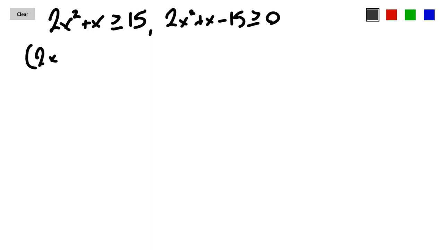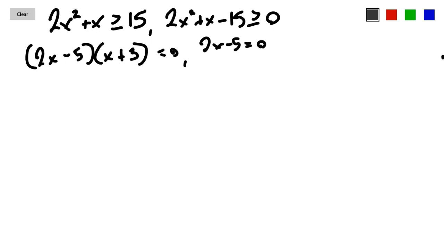So I'm going to have a 2x here, an x right here. And then I'm going to choose 3 and 5 from my numbers. I'll have a minus 3 right here, so I'm going to have a plus 3 right here and a minus 5 right here. And set it equal to 0 to find the zeros. So 2x minus 5 is equal to 0, and I have x plus 3 is equal to 0. And when I solve for x, I get x is equal to 5 over 2. X is equal to minus 3.